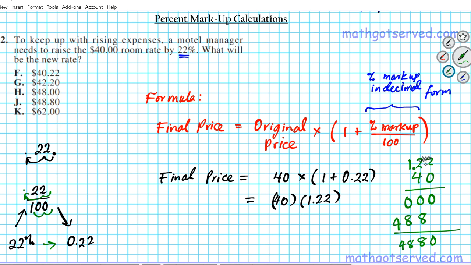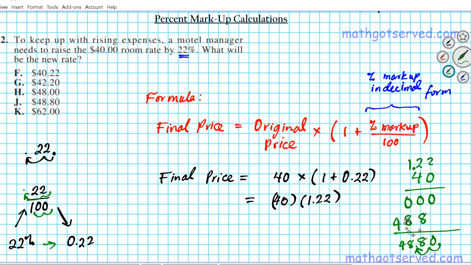This is 1.22. So you count the number of digits you have to the right of the decimal in the factors, and you apply that to your final answer, okay? So you have only 2 digits to the right of the decimal. So you start over here and count 2 decimal places to compensate for that. 1, 2, and it's 48.8.